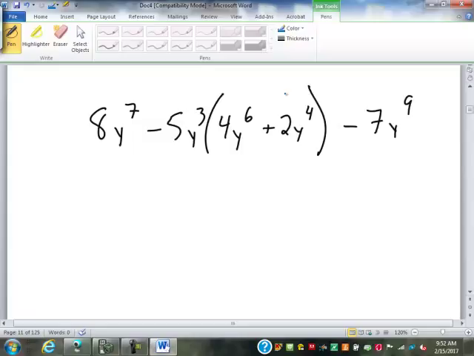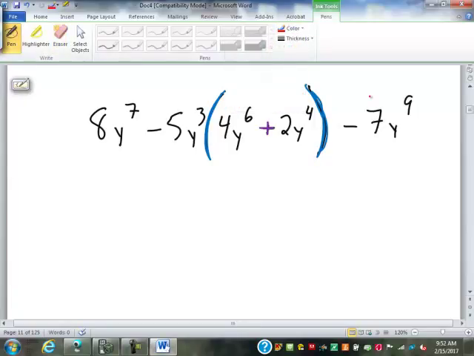Similar to a problem you had on the test, only with more powers to it. Looking at this, whenever we see parentheses, it should always draw our attention there first. And we have to ask ourselves, remember, there's two questions. The first one is, is there anything that needs to be done inside the parentheses? Can I combine 4y to the 6th plus 2y to the 4th? No, it's addition, so they have to have the same name, and in this case they don't. So there's nothing we can do inside the parentheses.